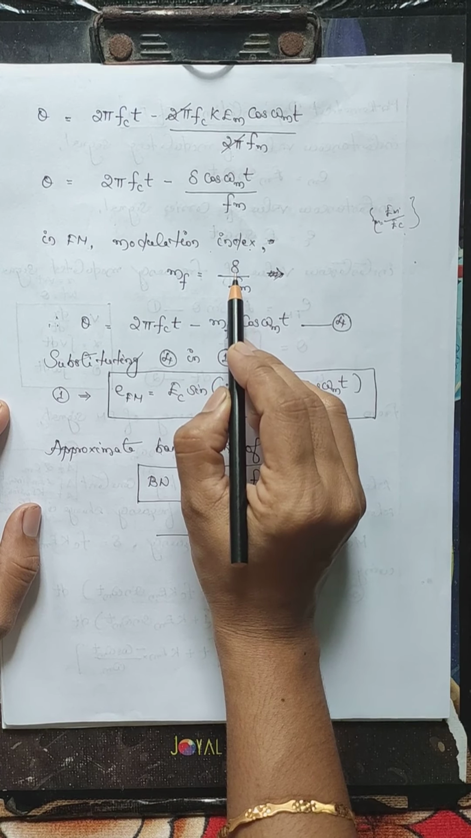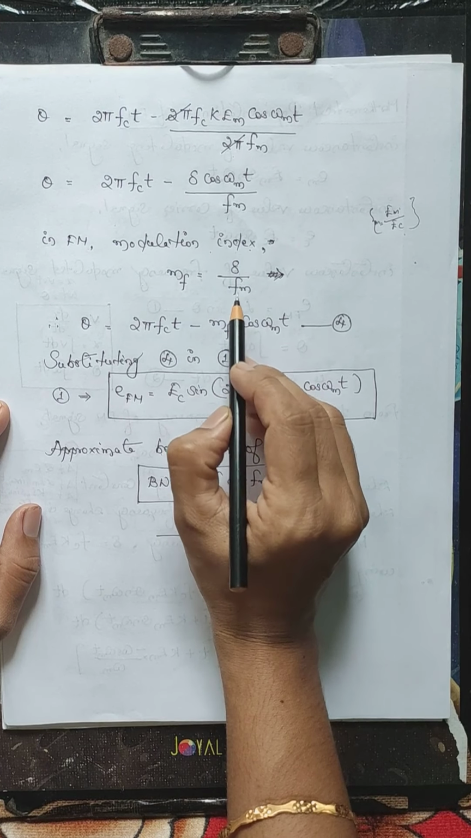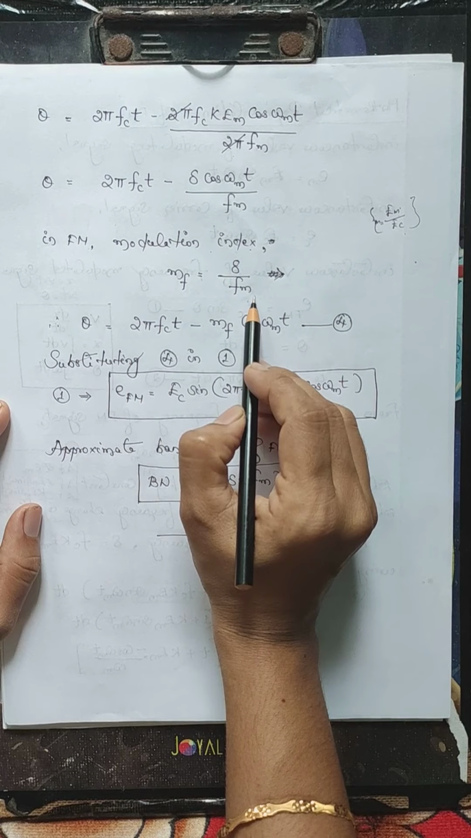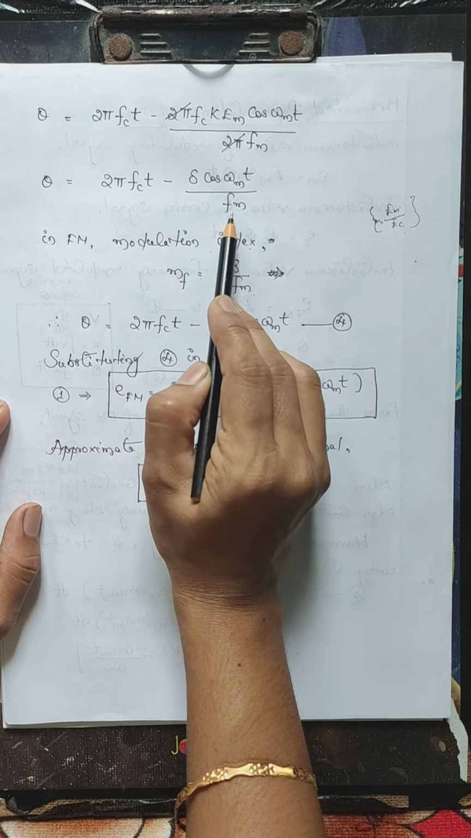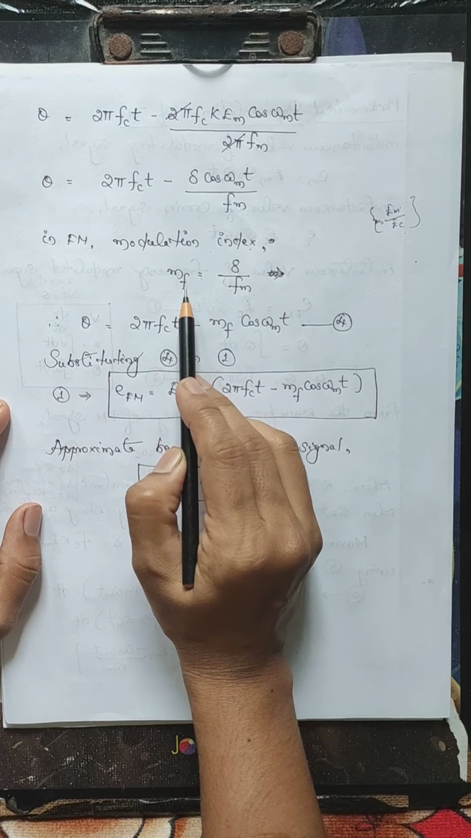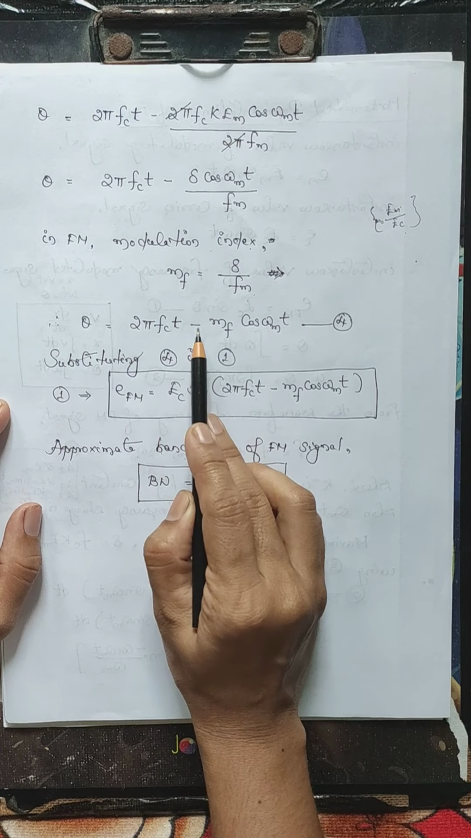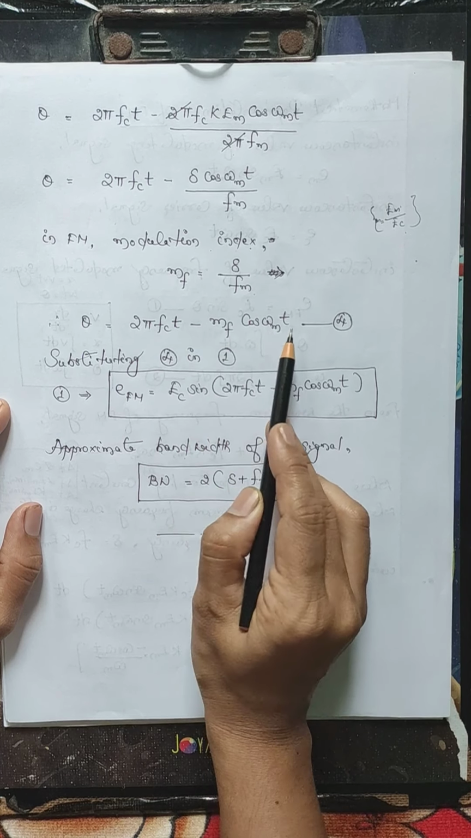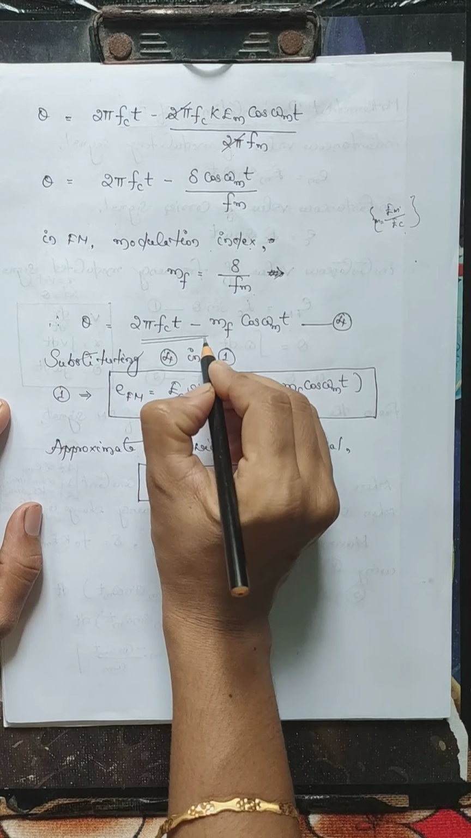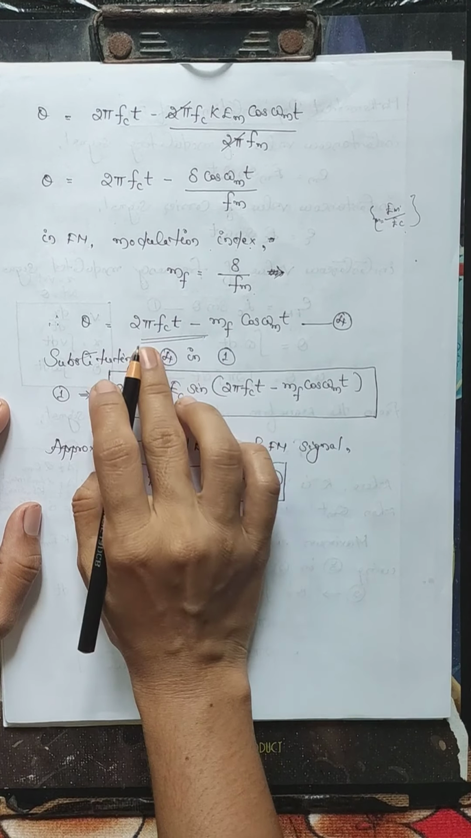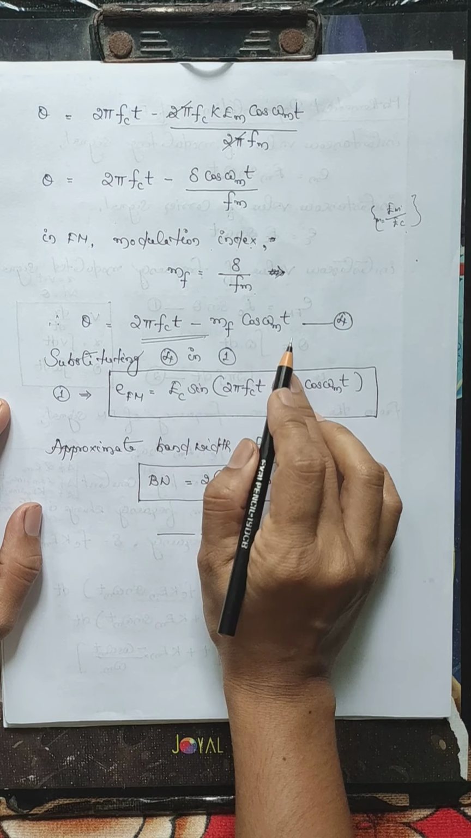Maximum change in frequency delta divided by frequency of the modulating signal. So here we can substitute delta divided by fm as mf. So theta becomes 2 pi fct minus mf into cos omega mt. So this is the expression for theta. Theta is equal to 2 pi fct minus mf into cos omega mt.